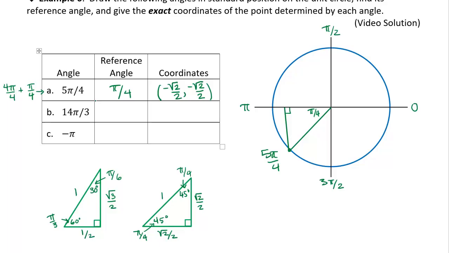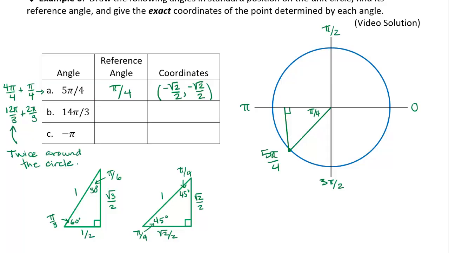Okay. All right. 14 pi over 3. What? Okay, that's a big angle. All right. Now I have to figure out where I am on the circle. Now I'm going to break this apart into 12 pi over 3 plus 2 pi over 3. That's 14 pi over 3. And I did that because I know that 12 pi over 3 is the same as 4 pi. Okay? 2 pi is once around the circle, so 4 pi is twice around the circle. Okay?